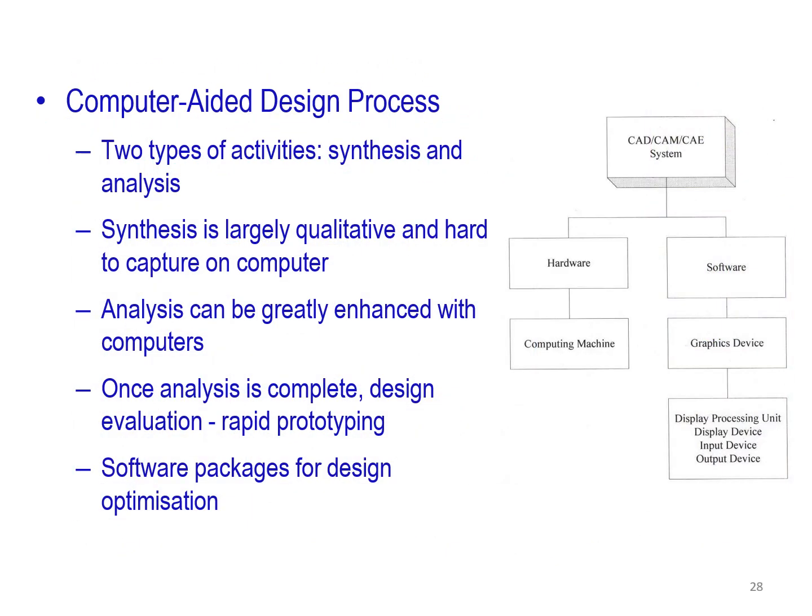So the computer-aided design process has, for example, two types of activities, synthesis and analysis. Synthesis is largely qualitative and hard to capture on a computer, and analysis can be greatly enhanced with computers. Once the analysis is complete, the design evaluation can be done by using rapid prototyping. Also, a software package for design optimization can be applied.